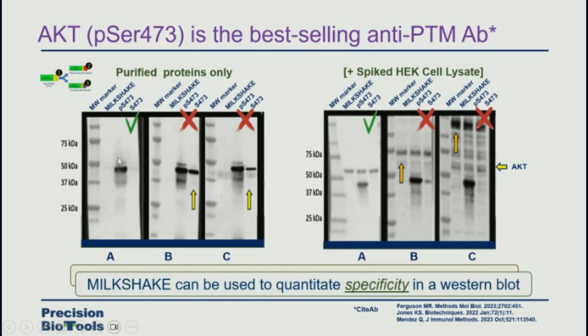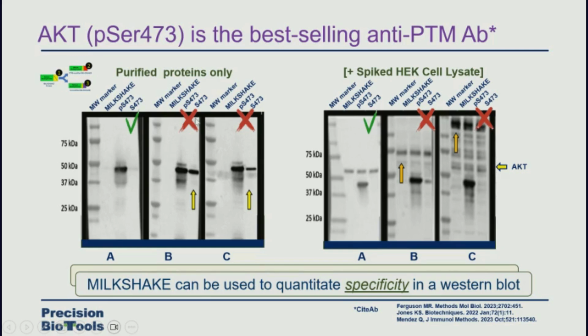You can see here in the first one, it looks great. No binding to MILKSHAKE, good binding to the phosphoserine 473, and no binding to 473, as opposed to these two vendors whose antibody doesn't show as much specificity as the first one. So that's an example of that.